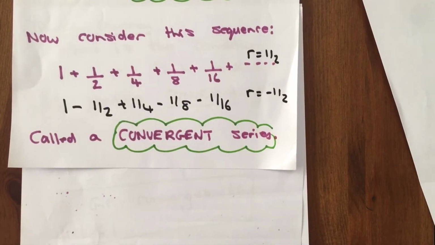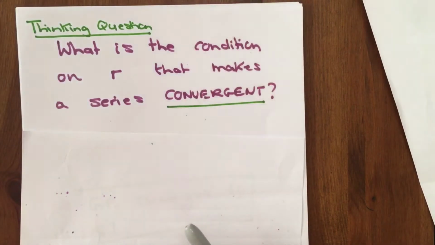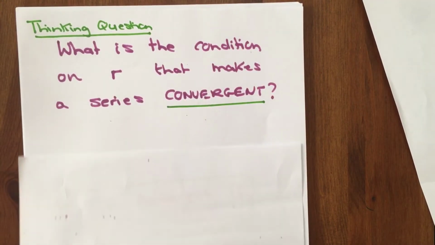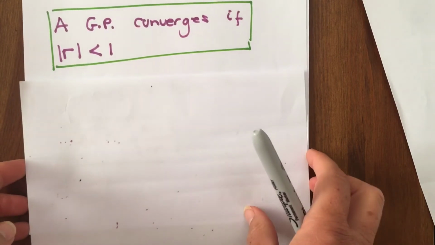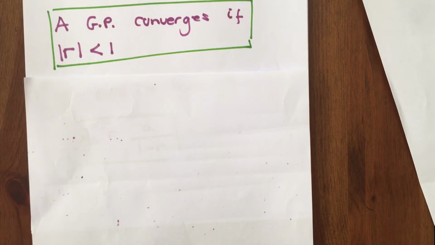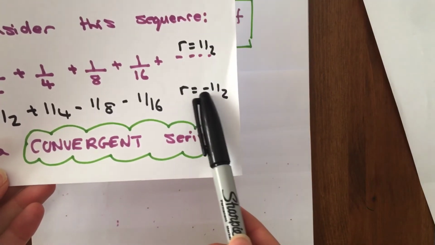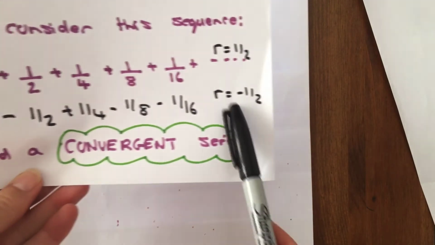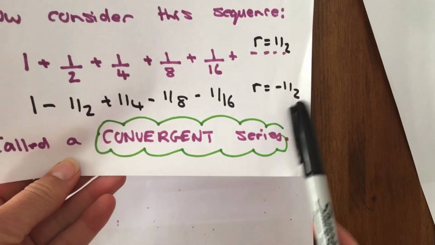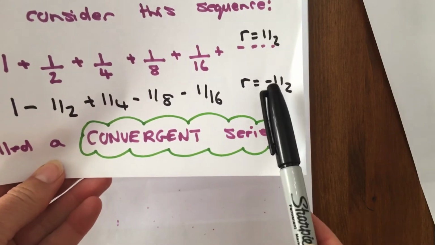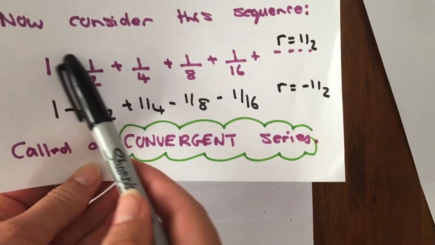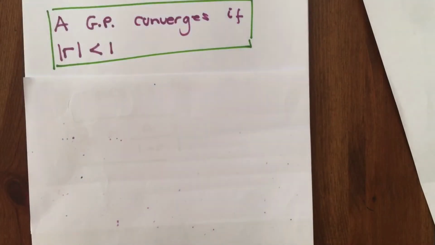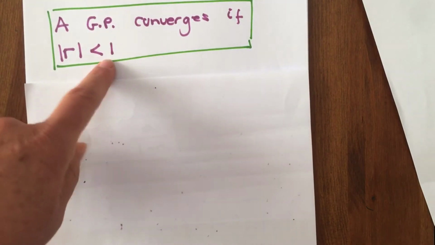The condition of r for it to be a convergent sequence is this: a GP converges if the modulus of r is less than 1. The modulus of r here is a half, the positiveness is a half as well. The modulus of negative a half is a half. So for both of these r's, the modulus is less than 1, so the series converge. Write that down, please.